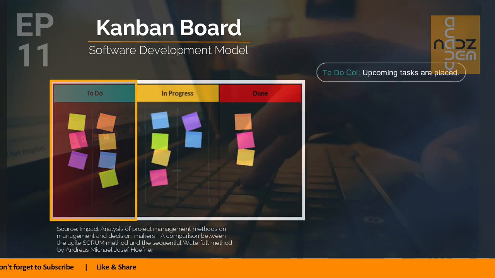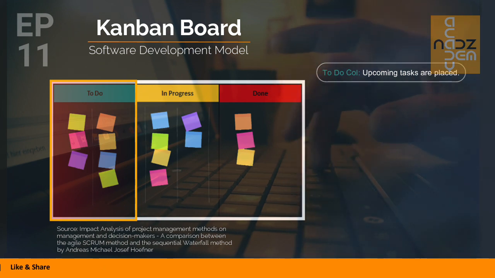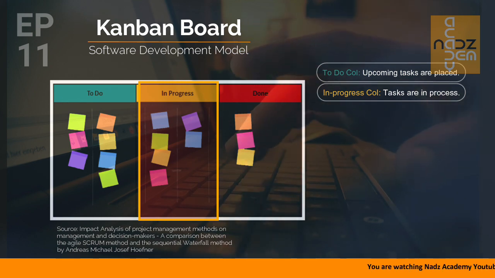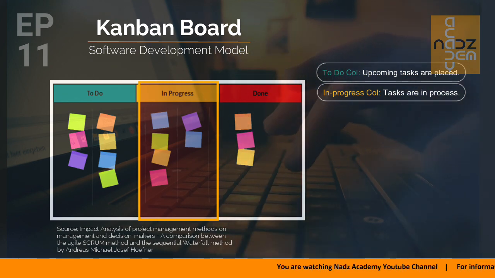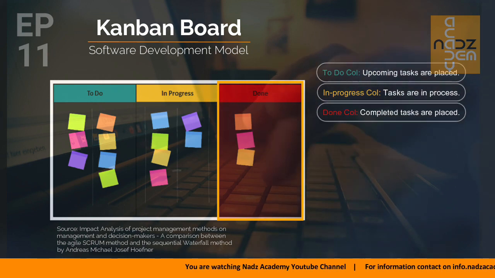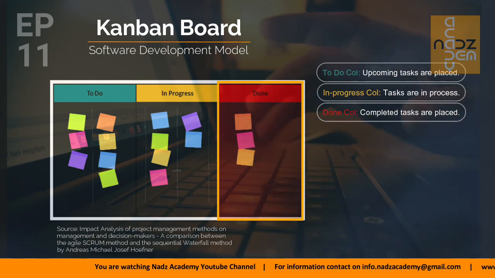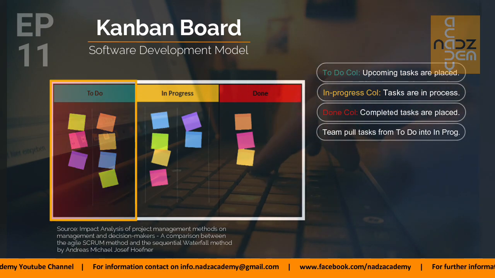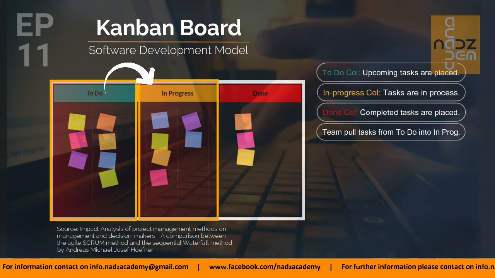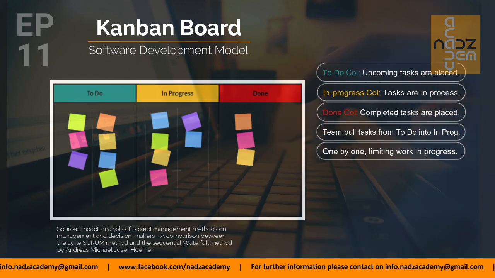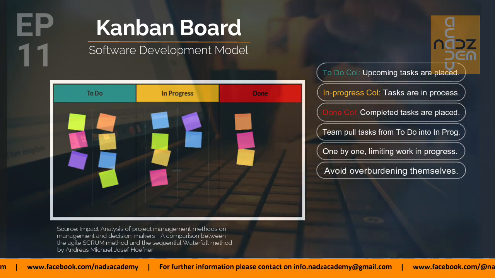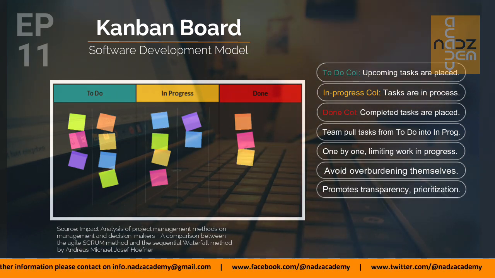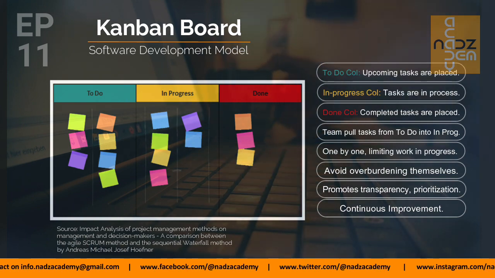In the to do column, upcoming tasks are placed, waiting to be picked up. In the in progress column, tasks are placed which are currently being worked on. In the done column, completed tasks are placed, signifying progress. Team members pull tasks from the to-do column into the in-progress column, one by one, limiting work in progress to avoid overburdening themselves. This visual structure promotes transparency, prioritization, and continuous improvement.